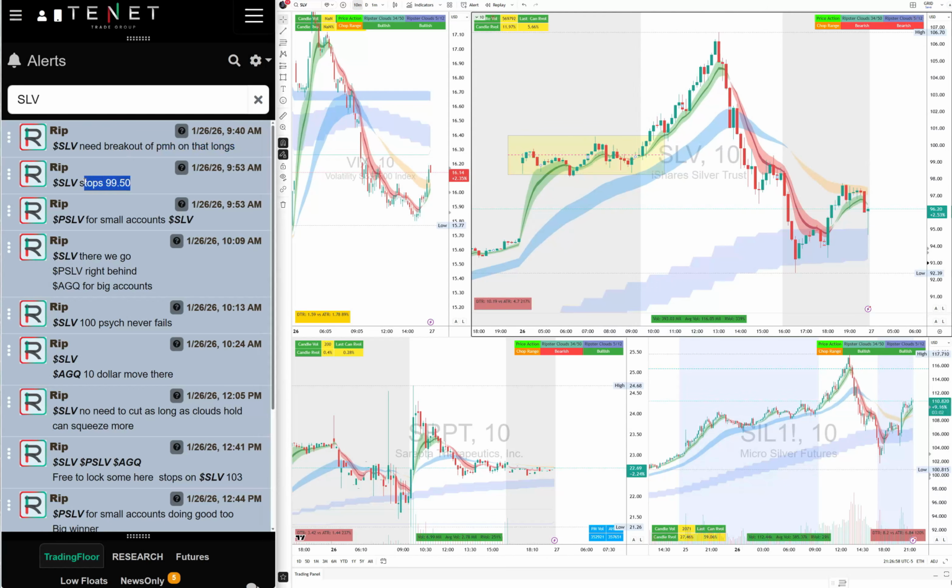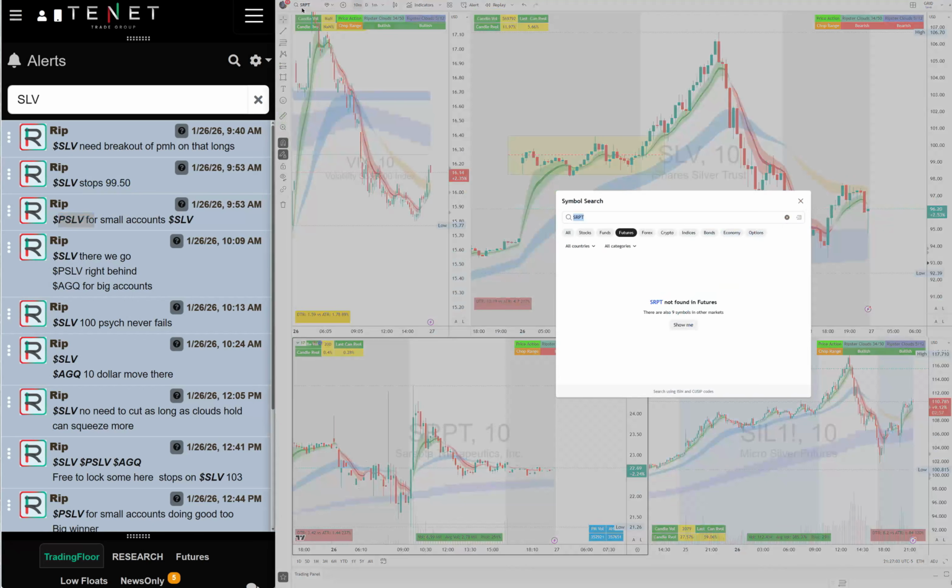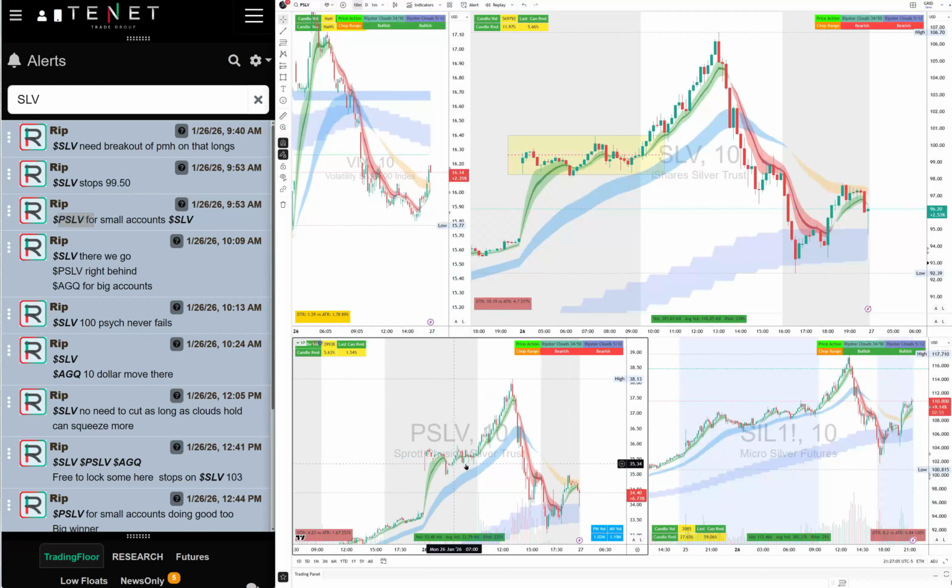I gave the stops at 99.50, and I also told the traders you could trade PSLV, which is good for a small account. It's 35 bucks. It went to 38 bucks. You would make $3 there. So silver was long right over this 100 psychological level. Stops at 99.50, a 50-cent stop, and it ran all the way to 105.